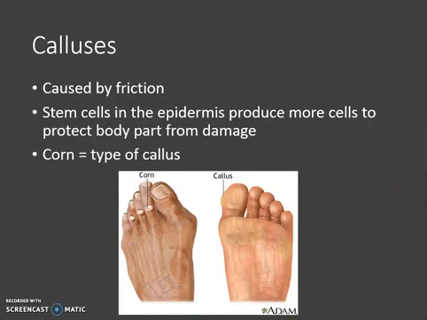Calluses are another type of injury to the skin, and a callus is your skin's way of trying to make additional layers of skin to protect an area. So they're caused by friction. If you've got shoes that don't fit right, or if you are walking around barefoot a lot and your feet are experiencing a lot of friction, then the skin makes extra skin cells in the area to provide extra layers of protection.